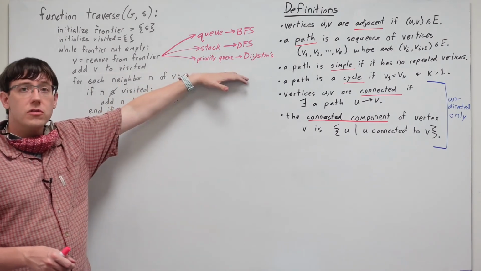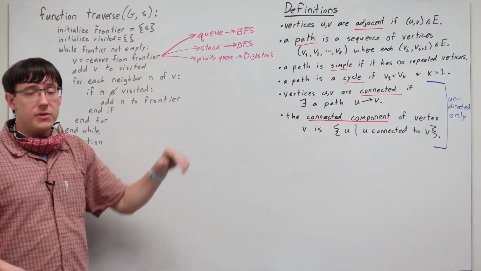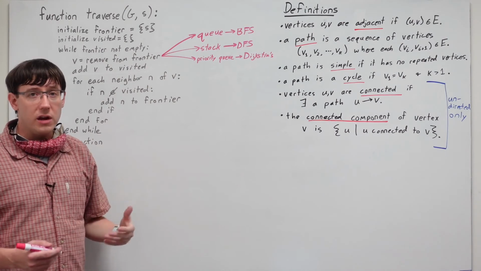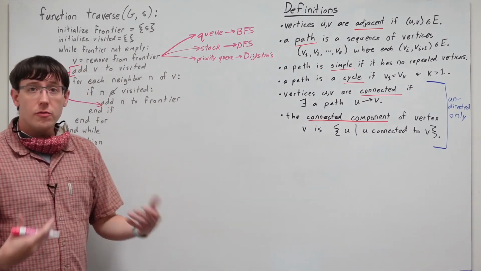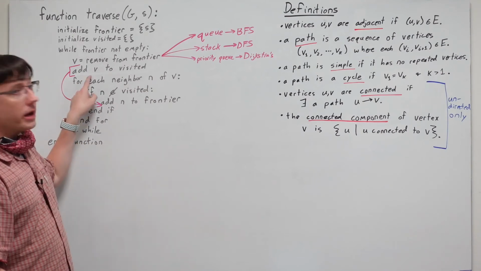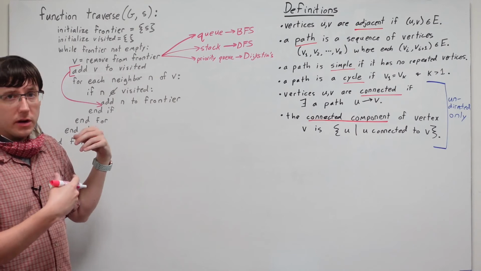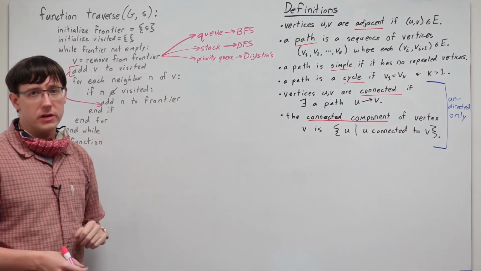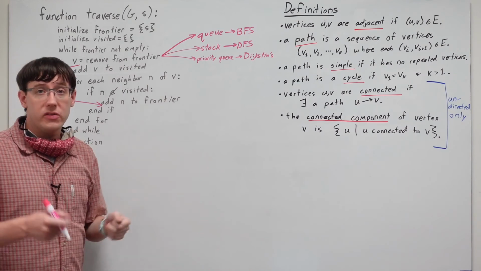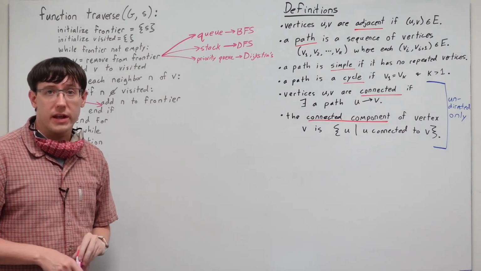In addition to the different orders of traversal, sometimes it might make sense to change when we mark things as visited. For example, instead of marking V as visited when we take it out of the frontier, we could mark N as visited when we put it into the frontier. And this could make the algorithm more or less efficient in certain circumstances.